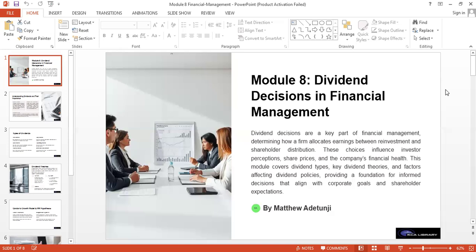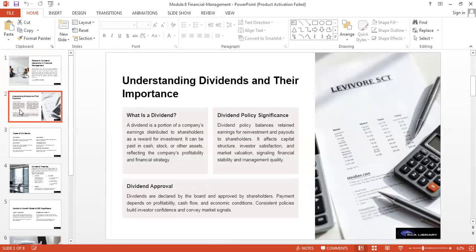And these choices influence investors' perception, share price, and companies' financial health. So we'll be looking into the different types of dividend that we have, the key dividend theories and factors affecting dividend policies, providing a foundation for informed decisions that align with corporate goals and shareholders' expectations.